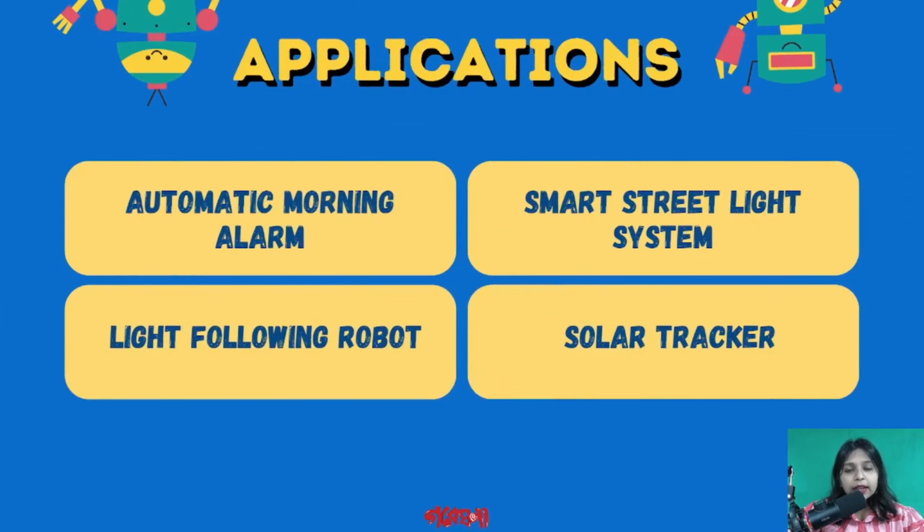This project connects to many real-life applications such as an automatic morning alarm, where light triggers an action; a light following robot, where the robot moves toward light; a smart street light system, where lights turn on at dusk and off at dawn; and a solar tracker, where panels move to follow sunlight. So these same principles can power many inventions.